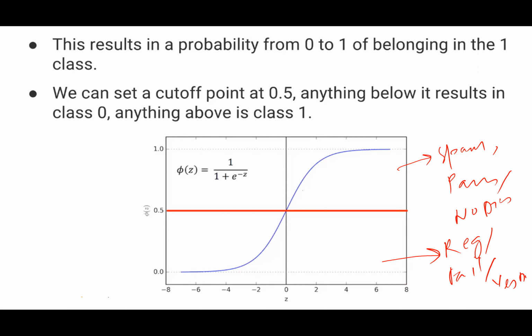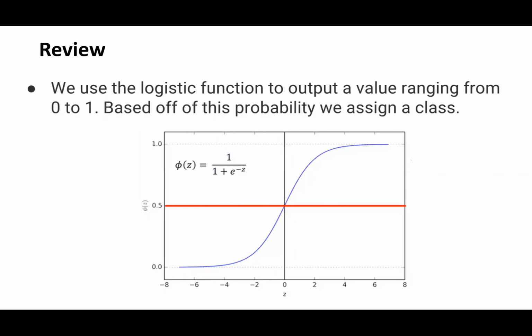So basically, for all the values of z, if the output is less than 0.5, I will put it in one class. If my value lies above 0.5, or above the cutoff, it lies in the other class. To put it simply, we use the logistic function to output a value ranging from 0 to 1, and based off of this probability, we assign a class. In logistic regression used for classification, my output will always be between 0 and 1, and based on my data and domain knowledge, I will design a cutoff between 0 and 1, like 0.5, 0.3, 0.6.